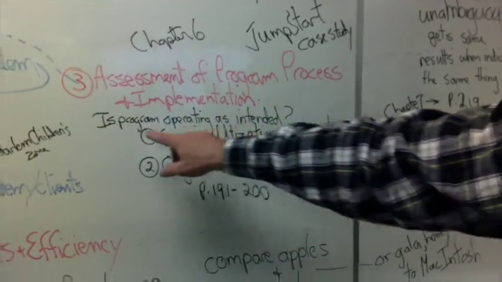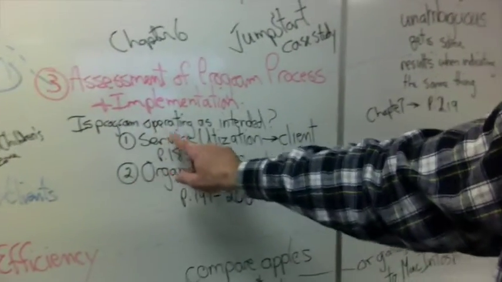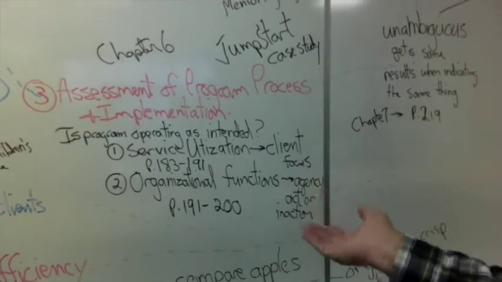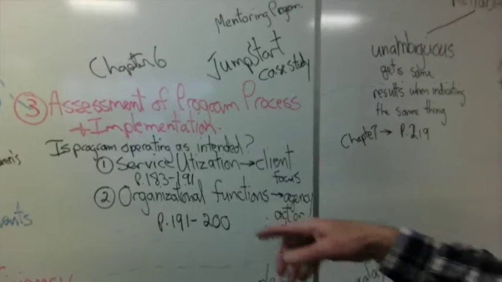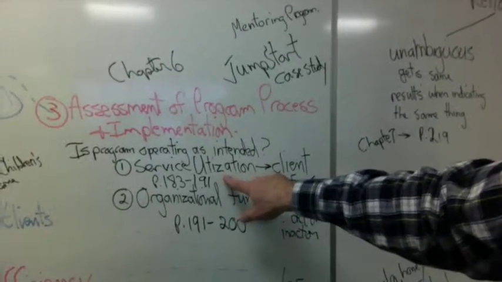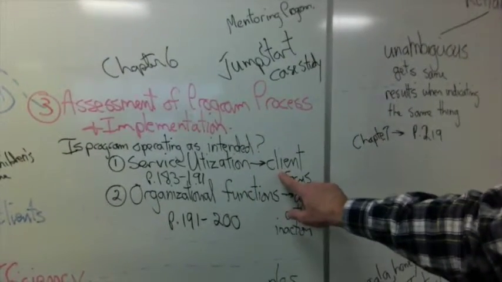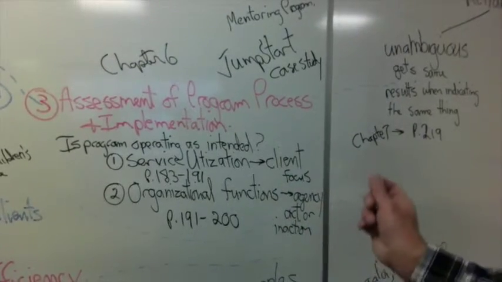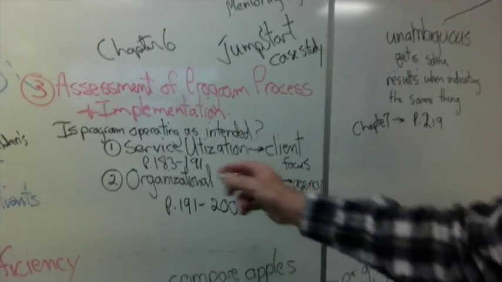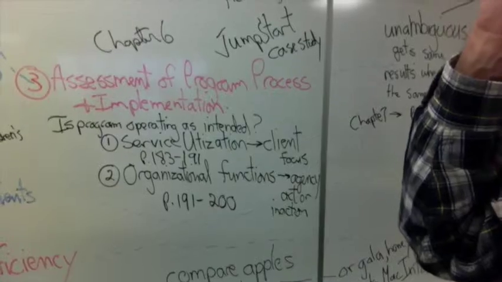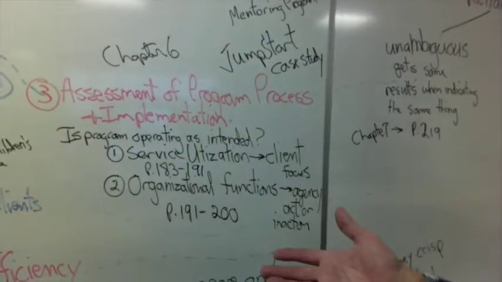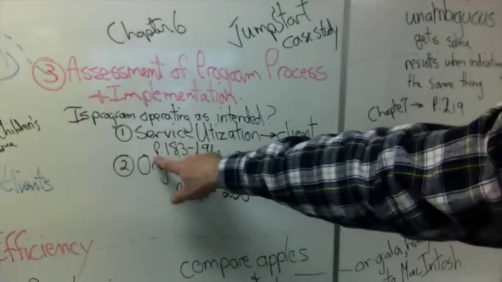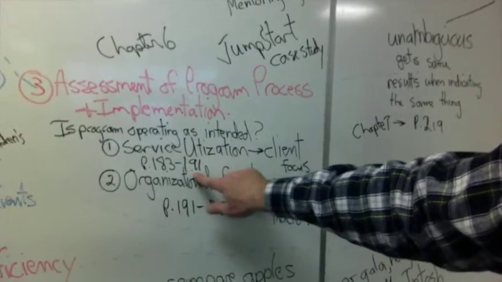That assessment is to determine, is the program operating as intended? And there's really two major areas there you want to make sure are working right. One is that the service utilization by the client is actually occurring as intended. Are the clients showing up? Are they making use of the information or the treatment as intended, etc.? And that's discussed on page 183 to 191.